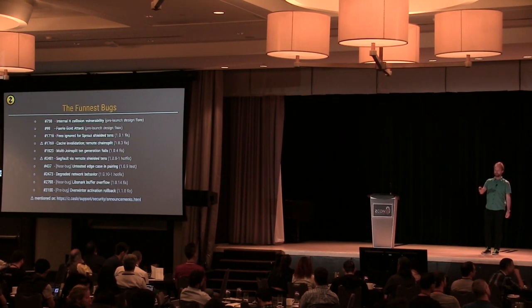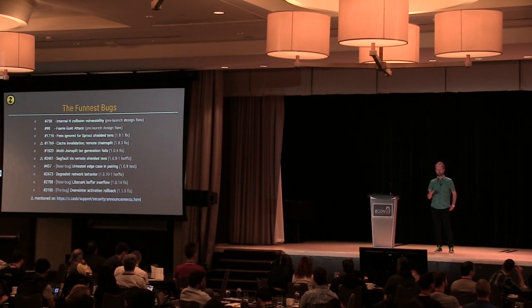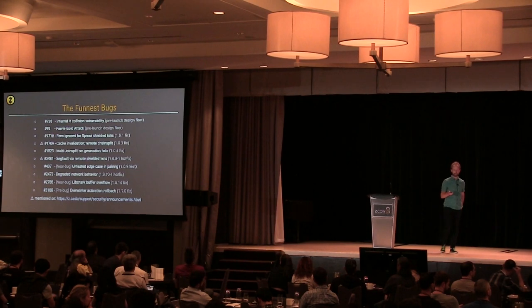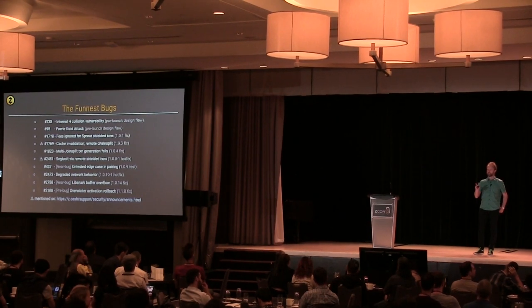Next, we have degraded network behavior. This is another example where we misunderstood some of the invariants in the networking part of Bitcoin, and we made a change that seemed sensible at the time, but it violated some of the timing assumptions about message order.